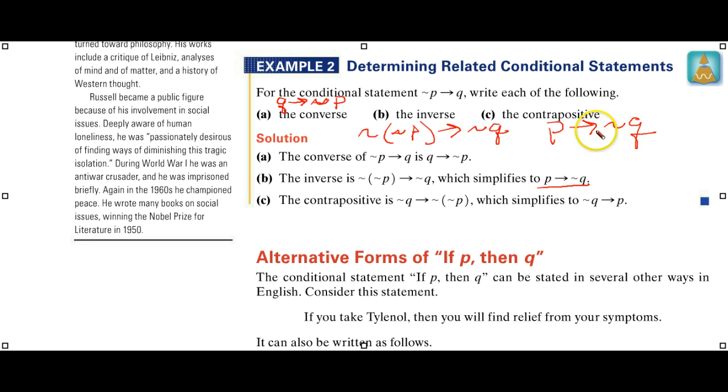And then the contrapositive, this is what we have. And then we just negate each one of these after switching them around. And notice again now you get the two negatives, which will make that a positive. So eventually this becomes not Q yields P. And they show the steps here.